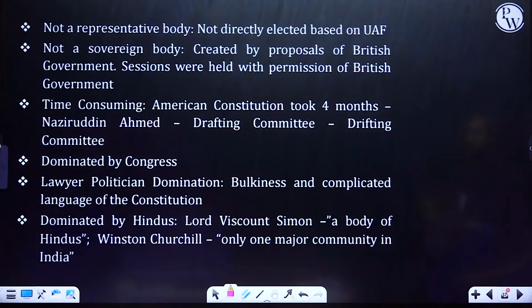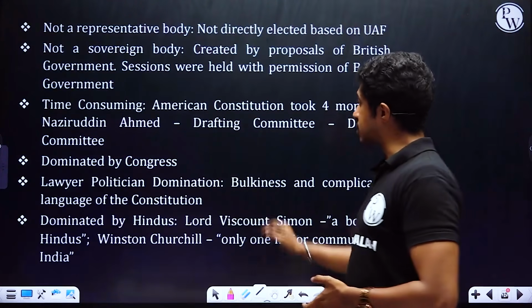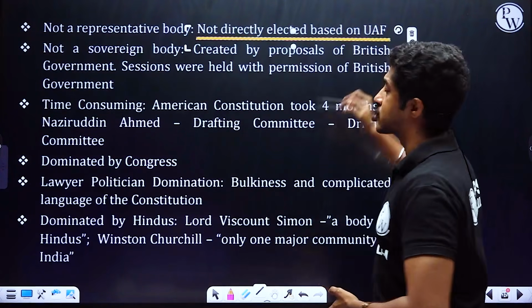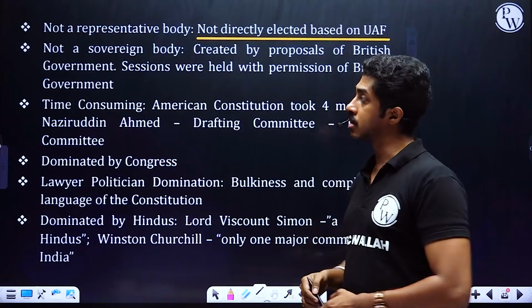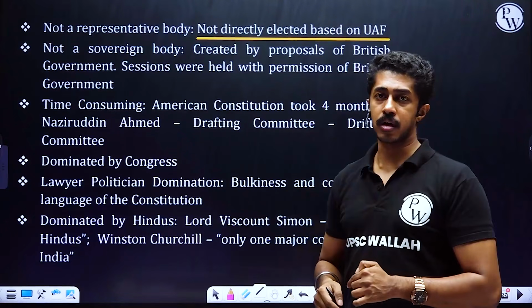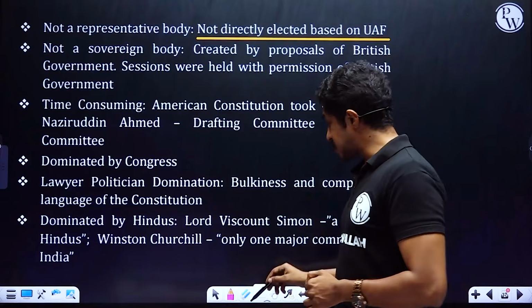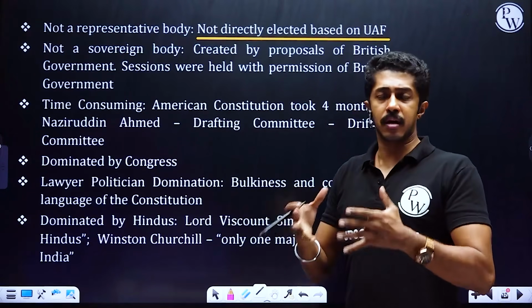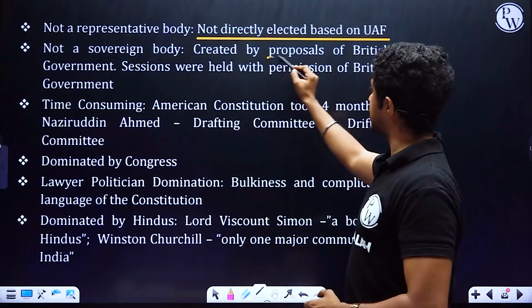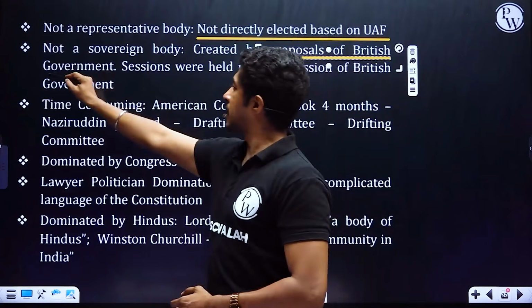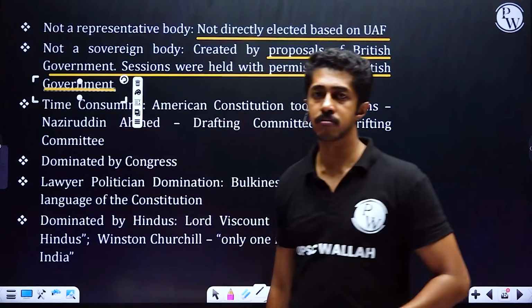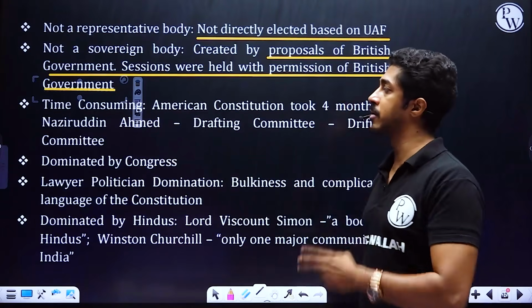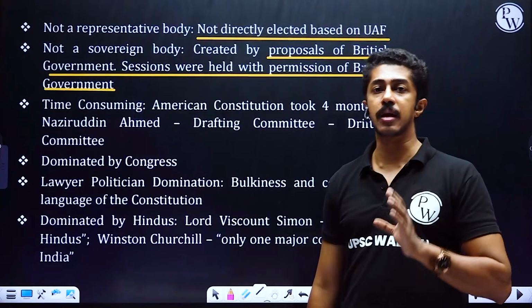It was not a representative body because it was not directly elected based on universal adult franchise. True, it was partly elected and partly nominated. It was also not a sovereign body, meaning a completely independent body. Why? Because it was created by the proposals of the British government, and sessions were held with the permission of the British government.